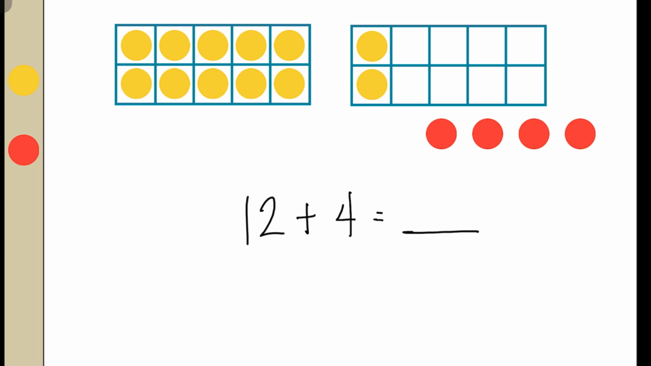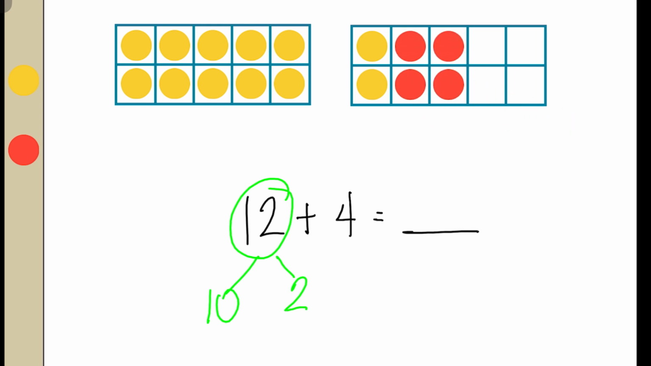What if I have 12 and 4? So as you can see here, one 10 frame is already filled up. So I can actually split this into 10 and 2. Okay, then the other 10 frame is filled with 6 counters. So this one is 6. And so 10 and 6 make 16.